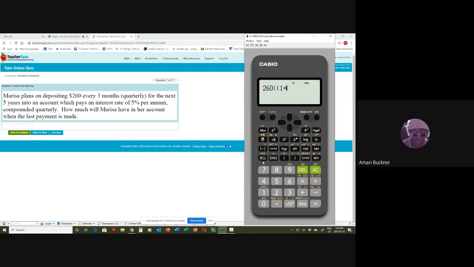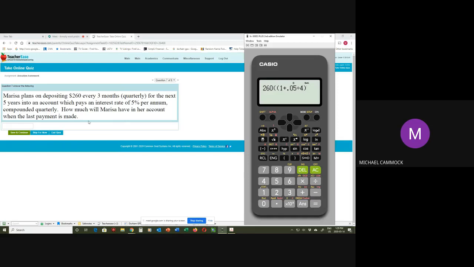You're going to put decimal 0.05. Good, so 0.05. What am I going to divide that by? You're going to divide it by 12. Well, this one says quarterly though. So how many times per year is quarterly? I think it's 4. I can't remember. It is 4. All right. So we're going to divide that by 4.